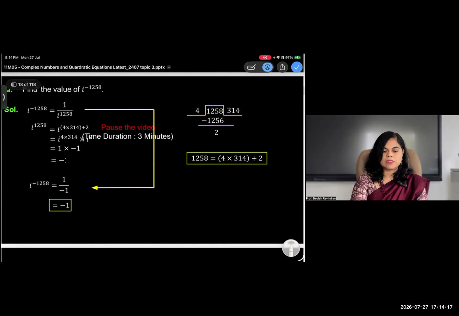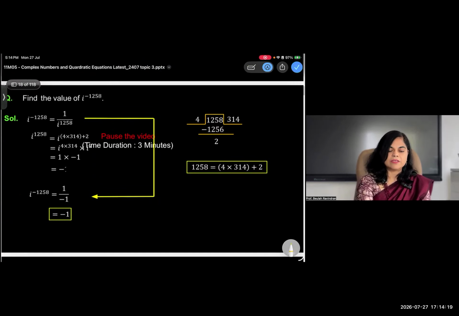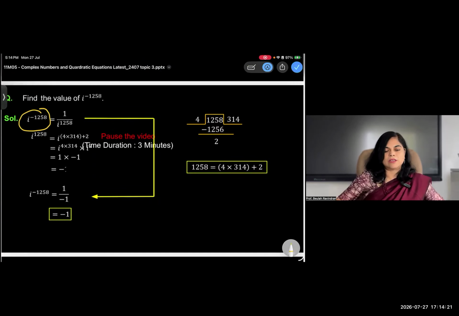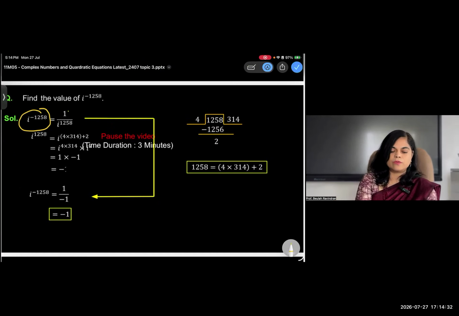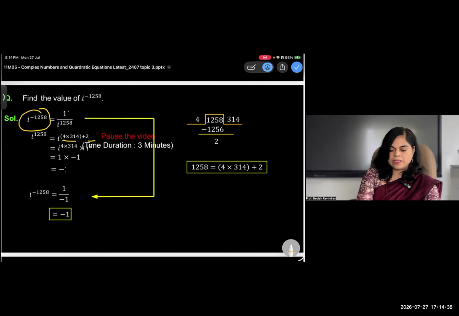Then we'll do this. Suppose you have i power minus 1258, that will be the inverse of i. So you have to write it as 1 by i power 1258. And then again after that you can do it with a multiple of 4, and then the remainder should be written like this. Then i power 4 times 314 plus 2 it will be.